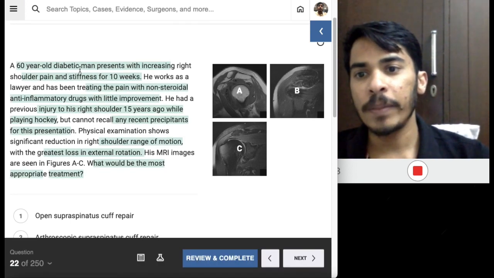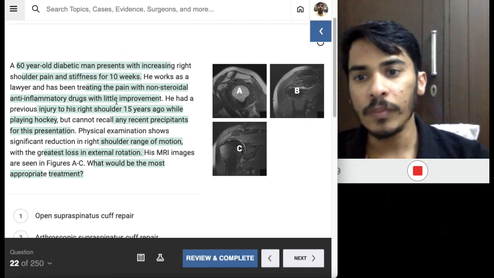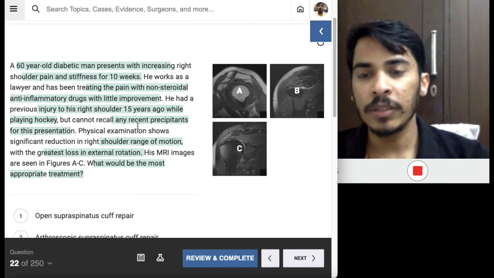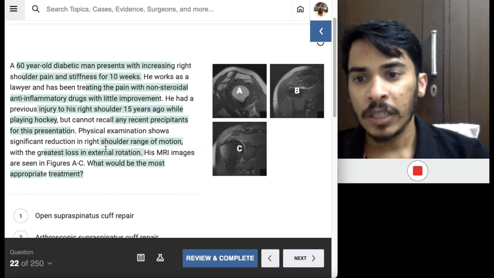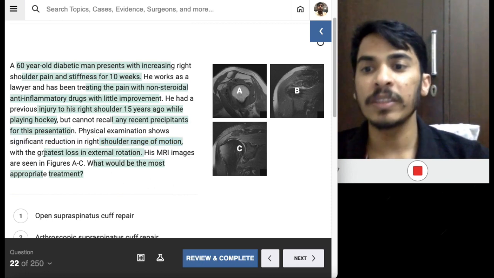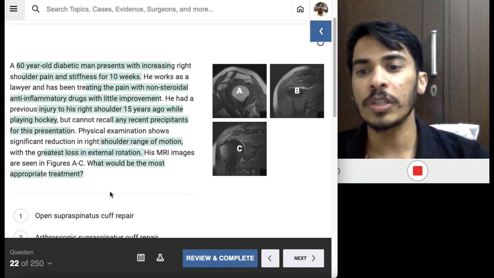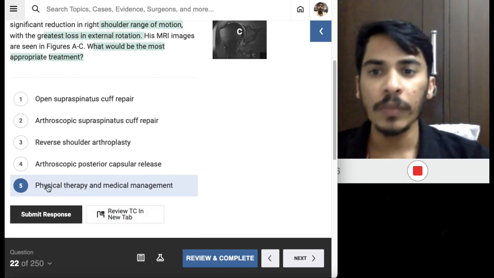A 60-year-old diabetic man presents with increasing right shoulder pain and stiffness for 10 weeks, not improving with NSAIDs. He had a previous history of injury 15 years ago while playing hockey, and there is significant reduction in shoulder range of motion, with the greatest loss in external rotation. So it will be adhesive capsulitis, which shows greater loss of external rotation.